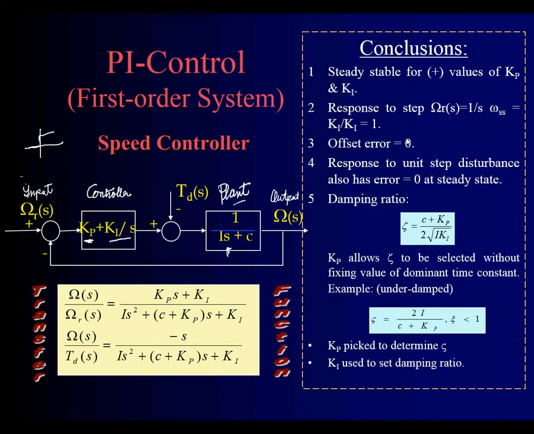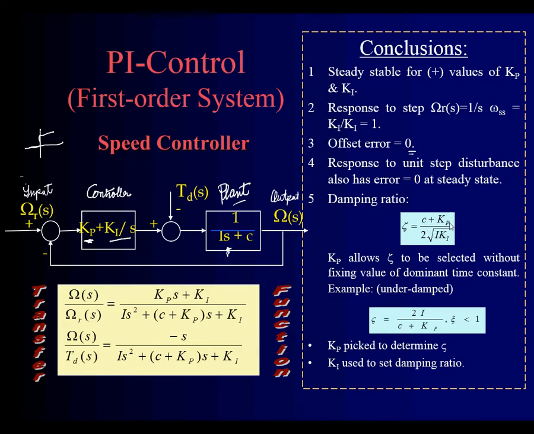We will see that you obtain the omega steady state equal to 1. So very stable control. Offset error is 0. Response to unit step also has 0 error at steady state.